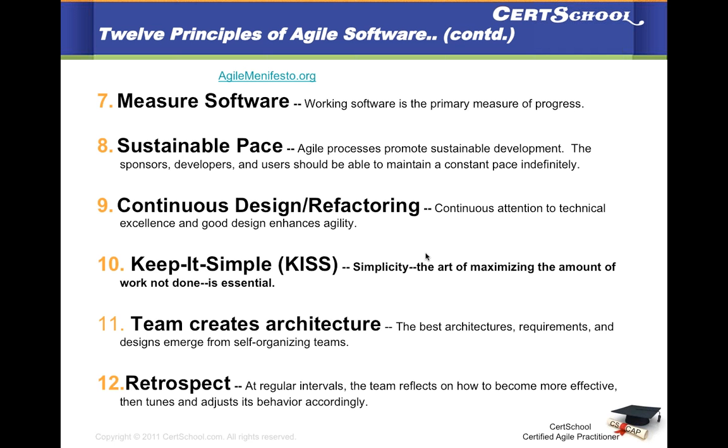Okay, there's a question on sustainable pace. Velocity tells you how much work a team can do, how many story points a team can deliver in a particular iteration. Sustainable pace means that velocity should be sustainable over a period of multiple iterations, for the same team structure.